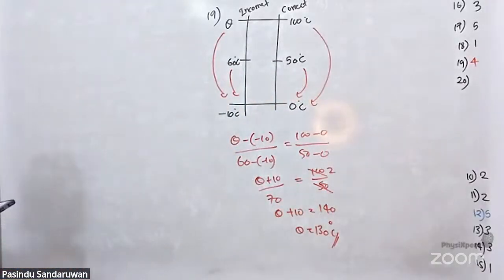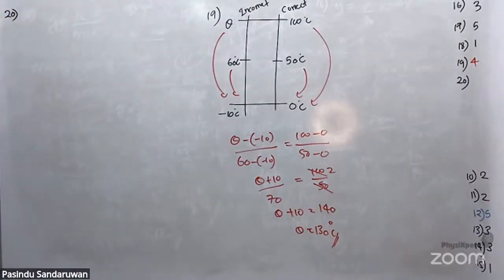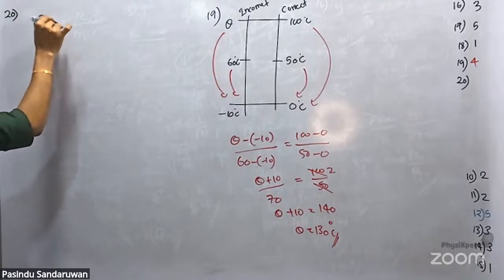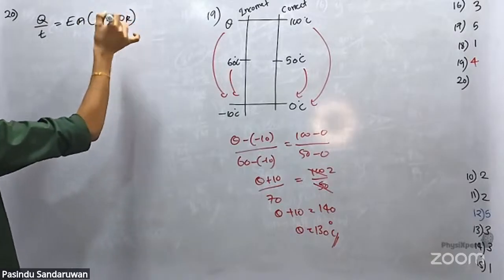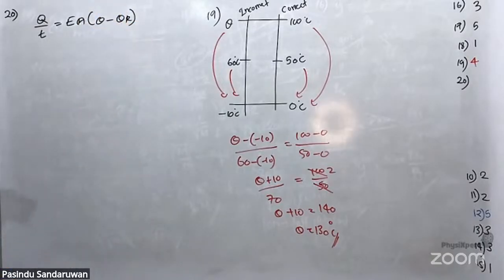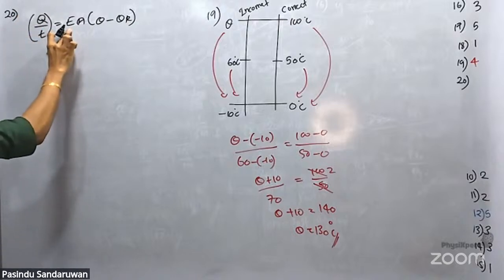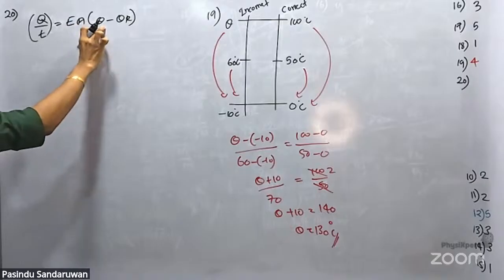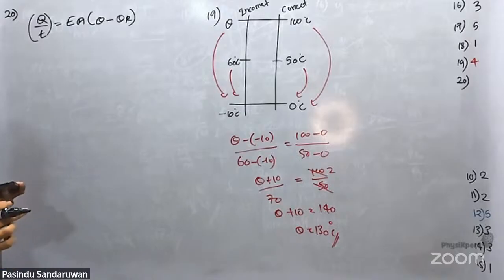The equation of Newton's law of cooling is Q over T equals EA times theta minus theta R. Q over T is the rate of heat loss, E is the coefficient of emissivity, A is the area open to surroundings, theta is the temperature of the object, and theta R is the room temperature or environmental temperature.